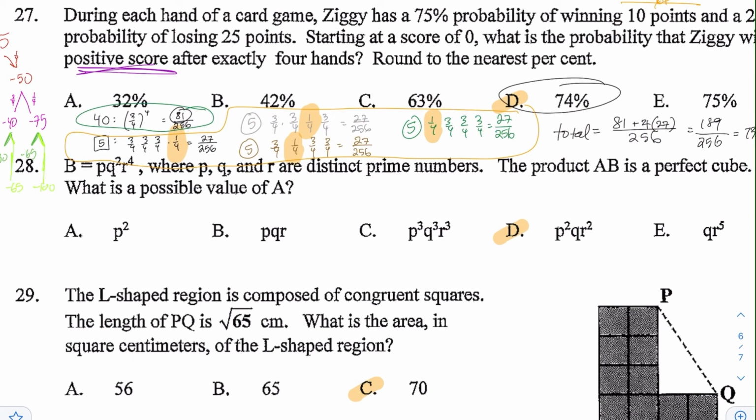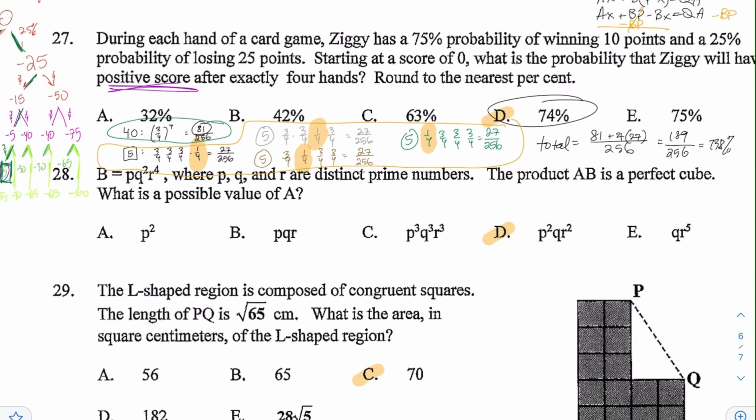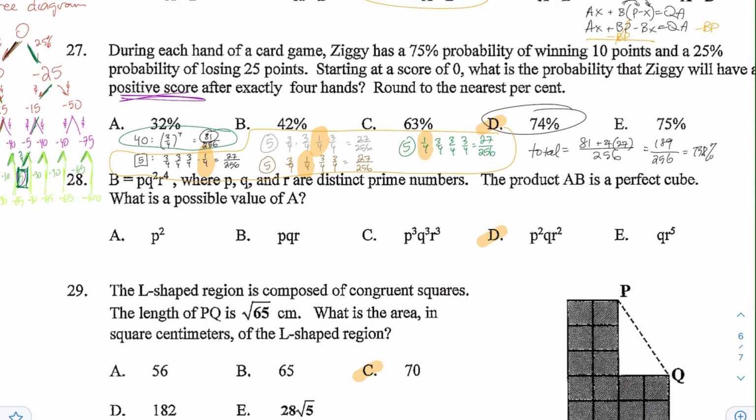Next, for number 28, B is equal to P times Q squared times R to the fourth power, where P, Q, and R are distinct, so they're different, and they have to be prime. So the product AB is a perfect cube. What is a possible value for A?